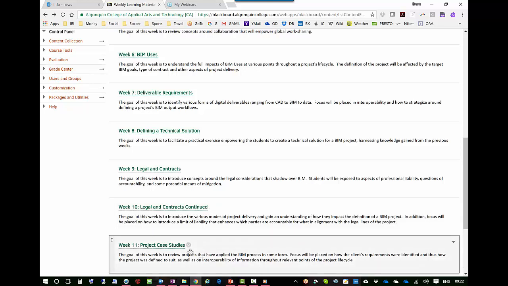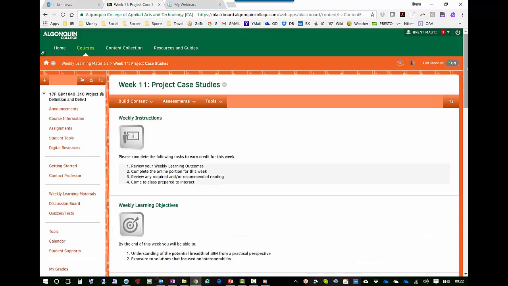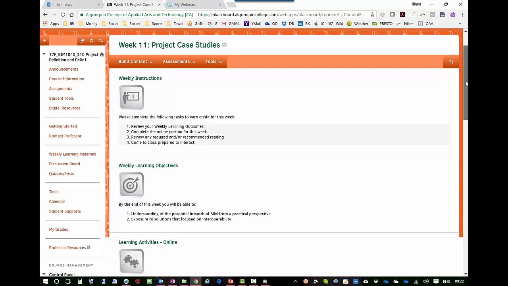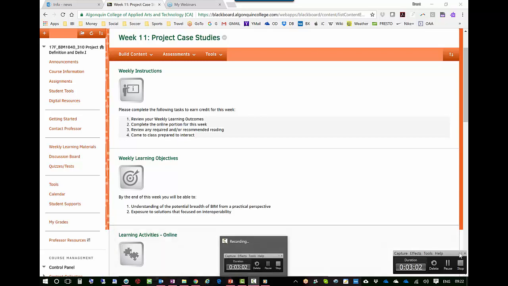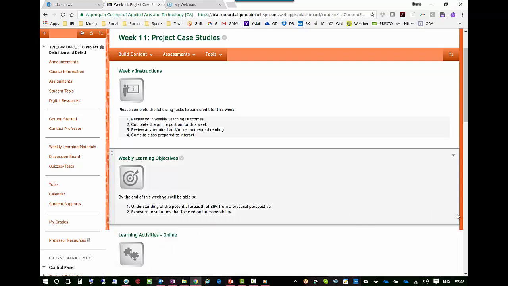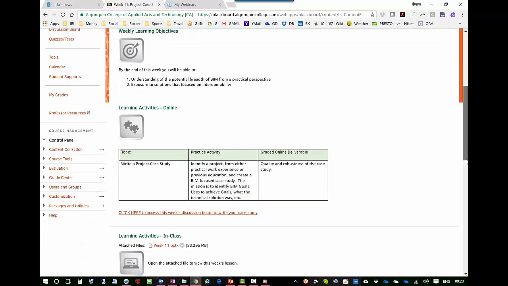So this week, we wanted to focus on some project case studies. So the idea here is for me to portray BIM in the real world and to help you as BIM coordinators understand some of the possibilities and the feasibilities that are out there. The hybrid portion of the course, so the self-directed portion, was going to be writing a brief project case study. And that would either be from something from your practical experience or something from you just analyzing and researching.